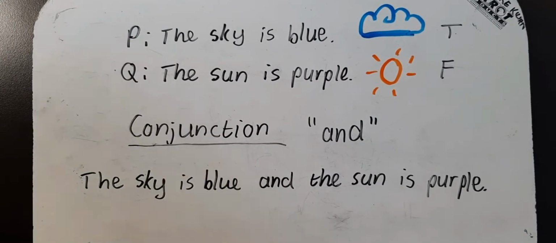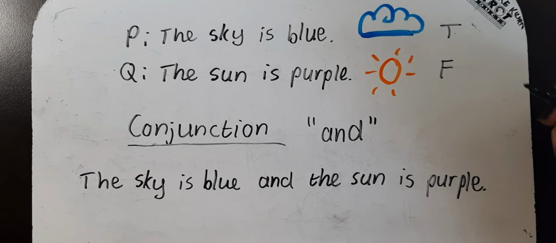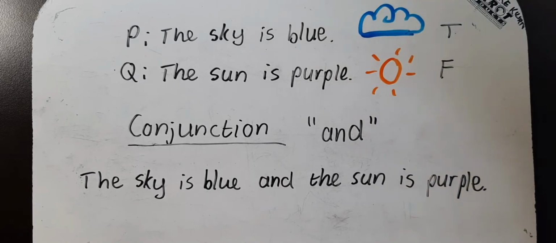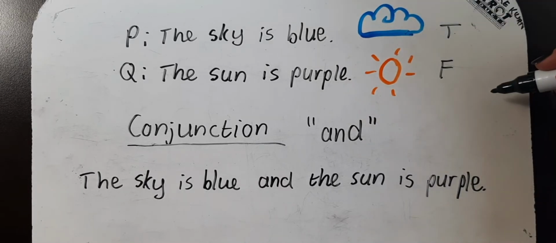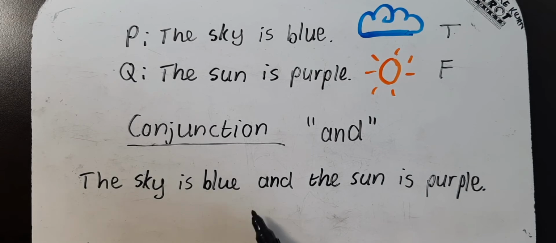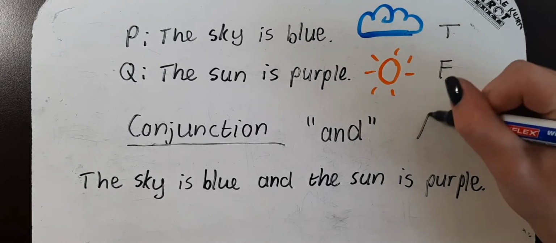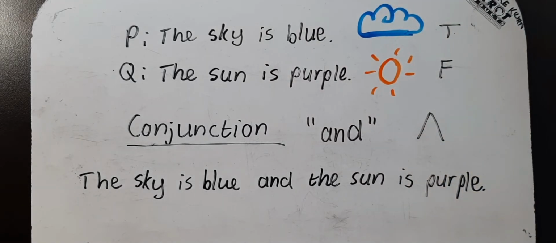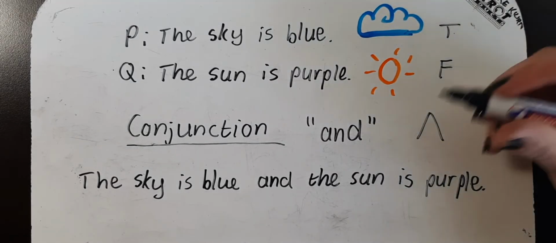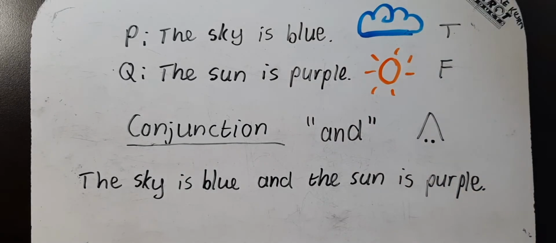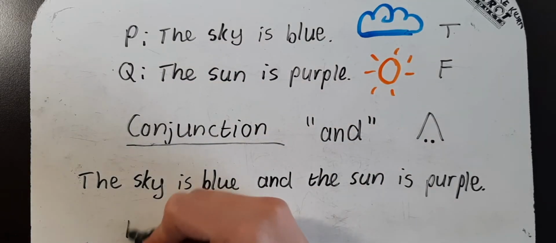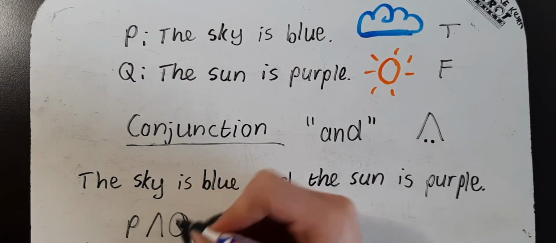The conjunction of two statements can be indicated with the word and. So the conjunction of our two statements is the sky is blue and the sun is purple. We can indicate a conjunction with the sign or symbol, this. Now I like to remember it as an upside down bucket that traps two things under it. So both of them must be included. So we can write this conjunction in symbols as P and Q.